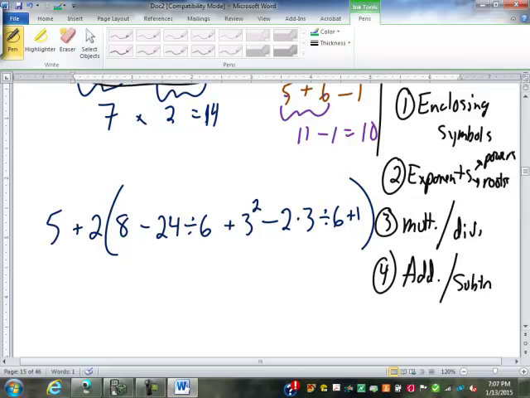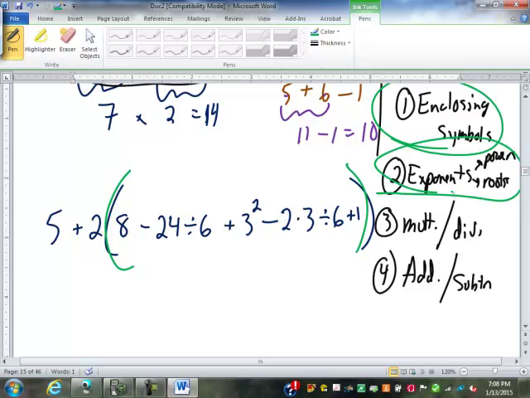Order of operations, first step is enclosing symbols. Do we have any? Right there, we got parentheses. So we got to start inside those parentheses. Inside those parentheses, the order of operations still applies. Are there any other enclosing symbols? No. So we move on to the next one. Exponents, powers or roots. Yeah, right there, 3 squared. 3 to the second power is 9. So nothing else changes. I just replaced that 3 to the second power with a 9.